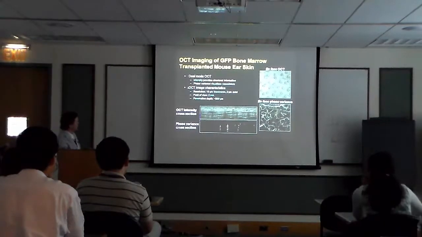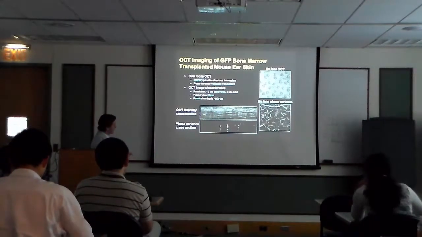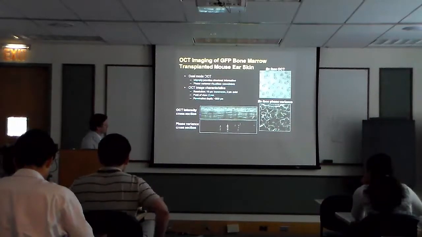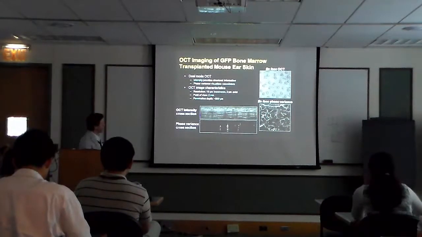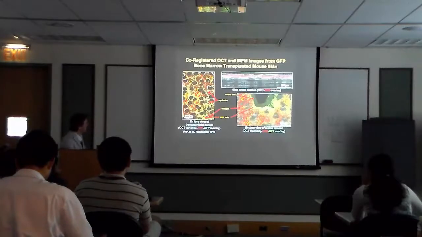So our system, again, has OCT, which gives us this structural information. What you're looking at here is a mouse ear, and this band is kind of the collagen band, but the overlying skin above that. We can use phase variance, which only gives us the varying flow or phase variance from the flow, and therefore map out that microvasculature. Our MPM is going to give us two channels, a GFP channel for the bone marrow derived GFP cells, and then an SHG channel for the collagen. And we combine all these together and we get images that look like this.